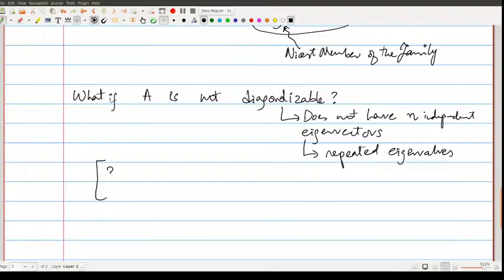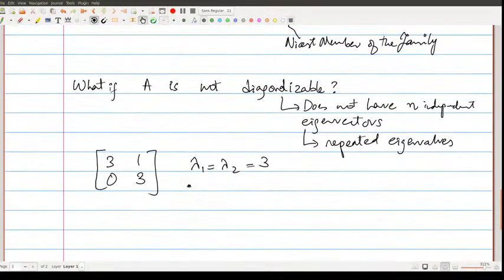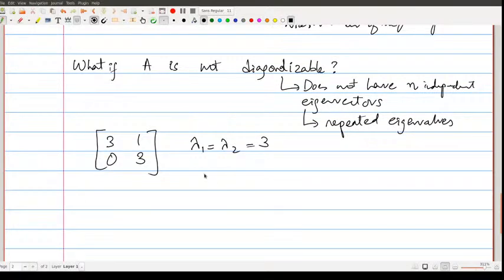So if this is 3, 1, 0, 3, you can immediately see that this is an upper triangular matrix, which means that lambdas are just the diagonal entries. So my eigenvalues, lambda 1 equals lambda 2 equals 3. And clearly this is not diagonalizable, and I'm going to show you how by attempting to find a diagonalization, right?